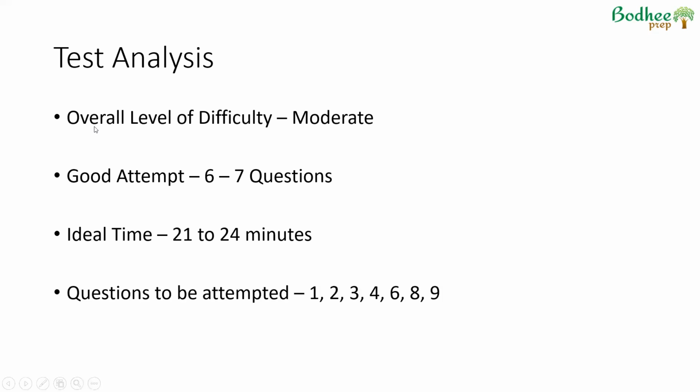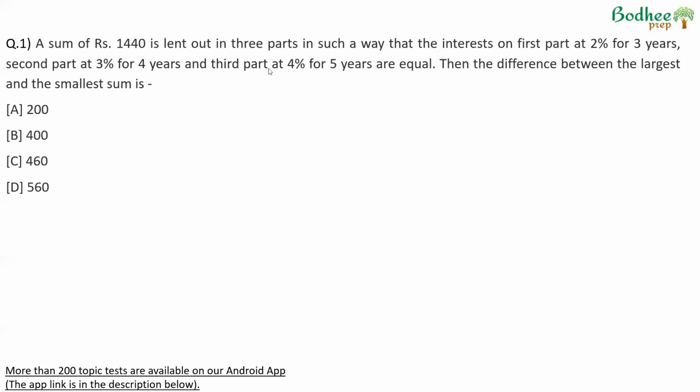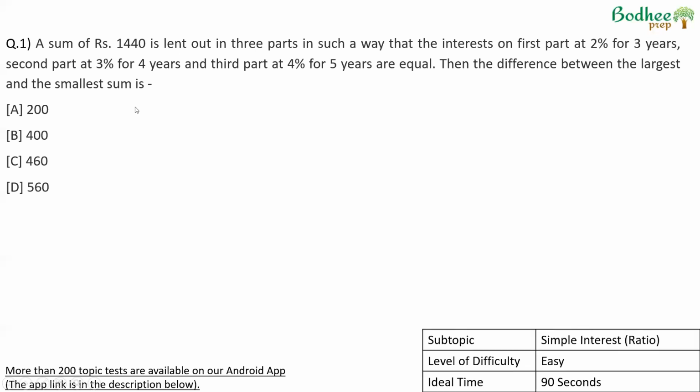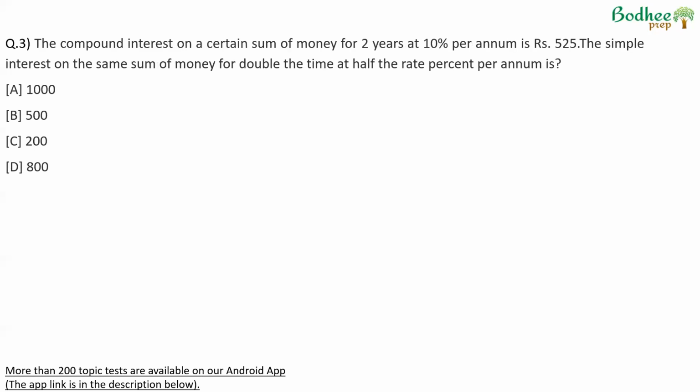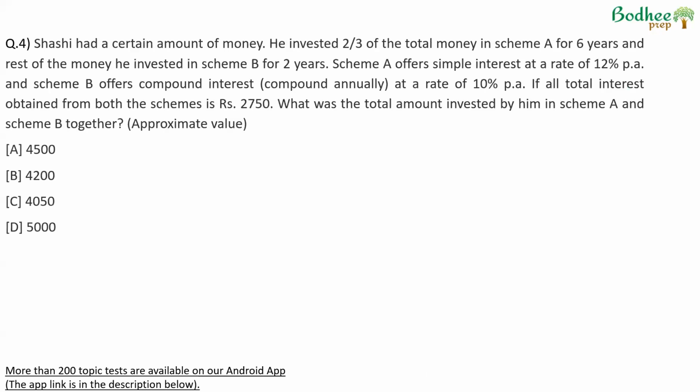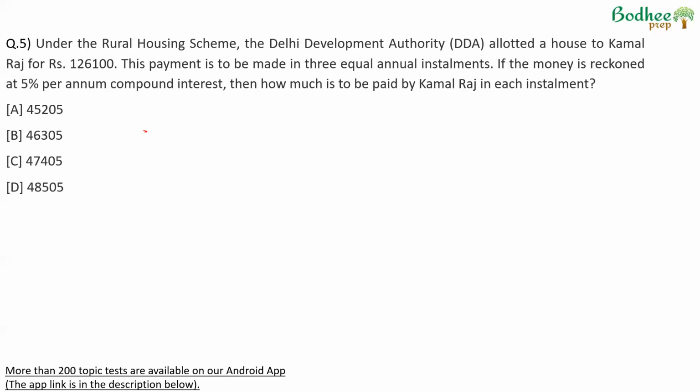Which will be the questions that I would look at? I would look at 1, 2, 3, 4, 6, 8, and 9. Just to have a look at these questions. Definitely this one, basic concept of ratio. This one, basic concept of allegation. This one, again, because similar questions have been done earlier multiple times. I would have done this one as well because there was ratio involved and then just one equation.